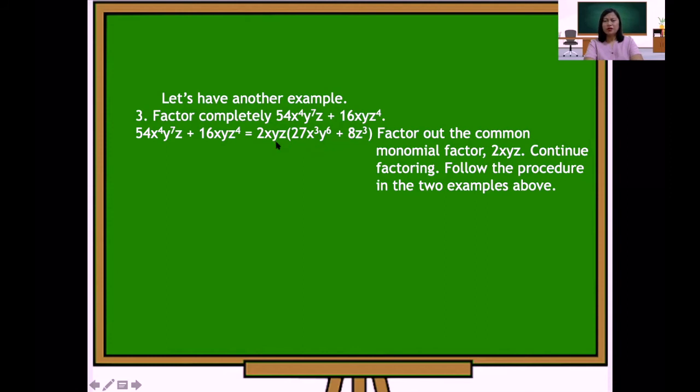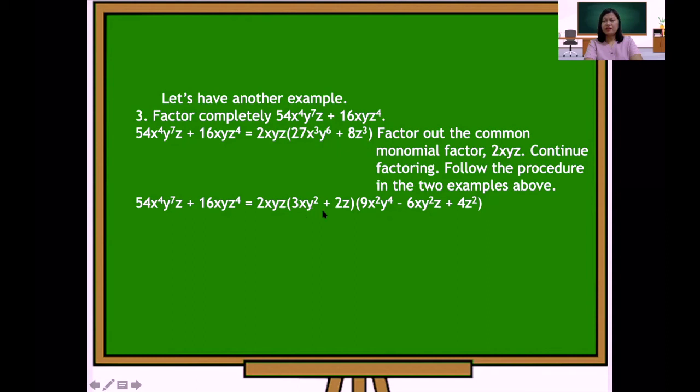So 2xyz is one of the factors. Look at the second factor. It is a sum of two cubes. So let's continue factoring. We have, copy 2xyz. For the binomial factor of this, cube root of 27x cubed y raised to 6 is 3xy squared. Copy plus, we get the cube root of 8z cubed. It is 2z. Now, the trinomial factor, we square 3xy squared. It is 9x squared y raised to 4. This is plus, so we write here minus.